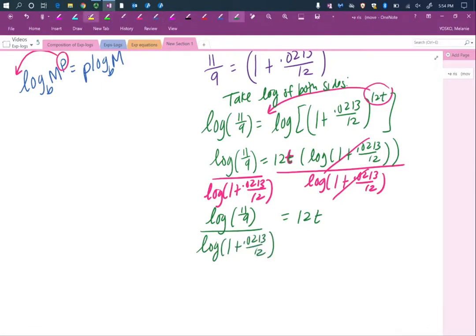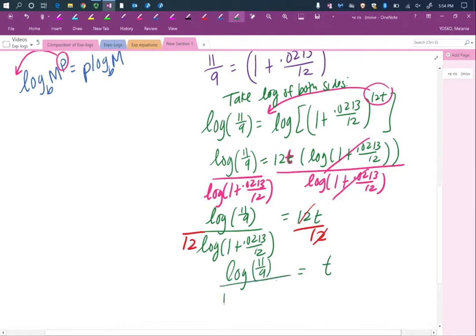Now, I still want t by itself, so I still have to take care of that 12, right? So I'm going to divide by 12, and here I'm going to divide by 12. So it's on the bottom here as well. So those will cancel. So you end up with t equals log 11 over 9 divided by 12 times log of 1 plus 0.0213 over 12.